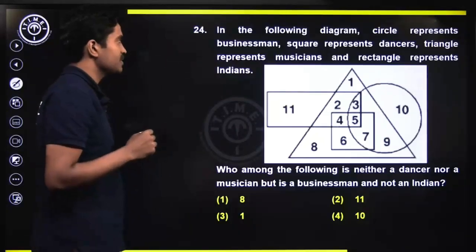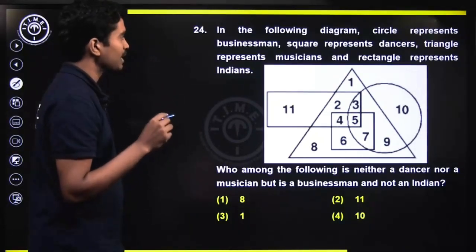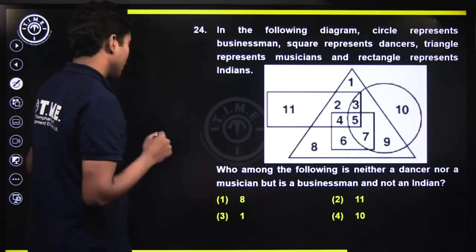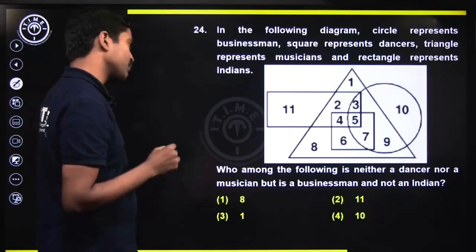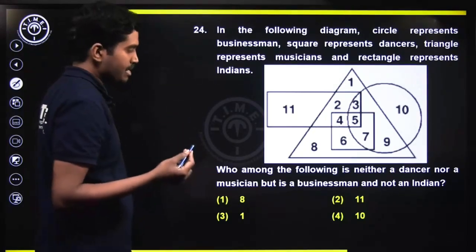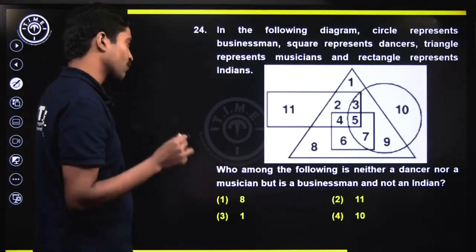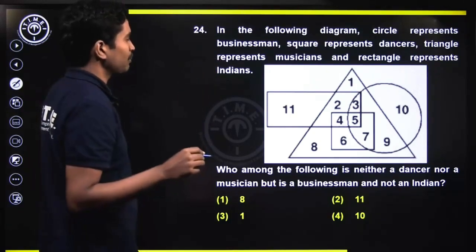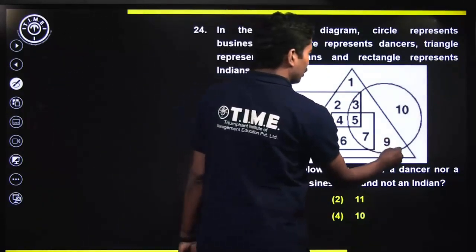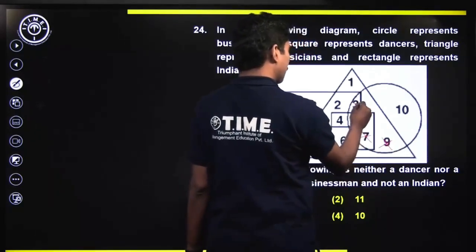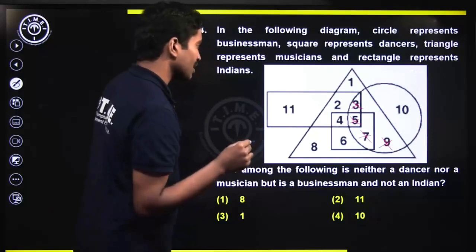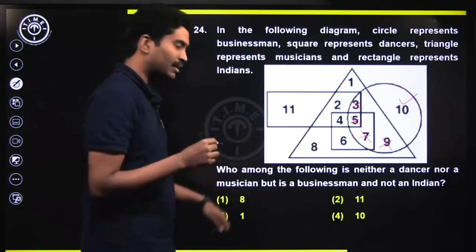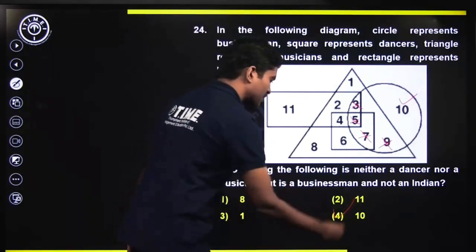In the following diagram, circle represents businessmen, square represents dancers, triangle musicians, rectangle Indians. Which among the following is neither a dancer nor a musician but is a businessman and not an Indian? Alright, so I don't want dancer, I don't want musician, I don't want Indian, I want only businessman. Circle represents businessman, but all these regions have some overlap with dancer, musician or Indian. I am interested only in these 10 people. They are businessmen, but they are not any of the other 3, right? So what's the answer? The answer would be option 4.